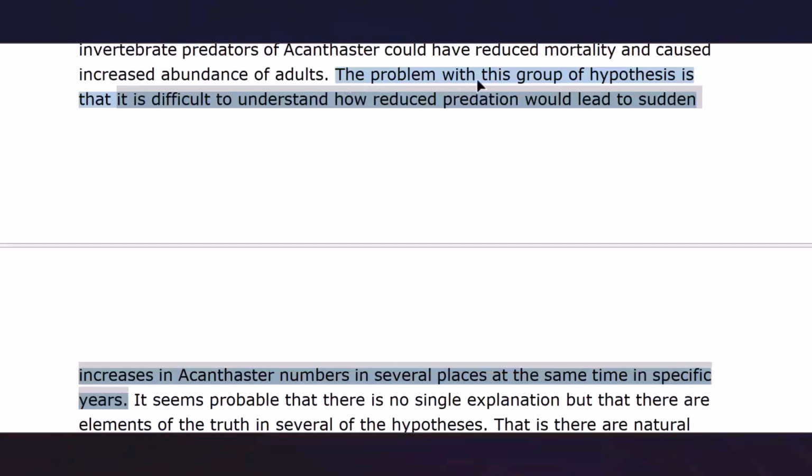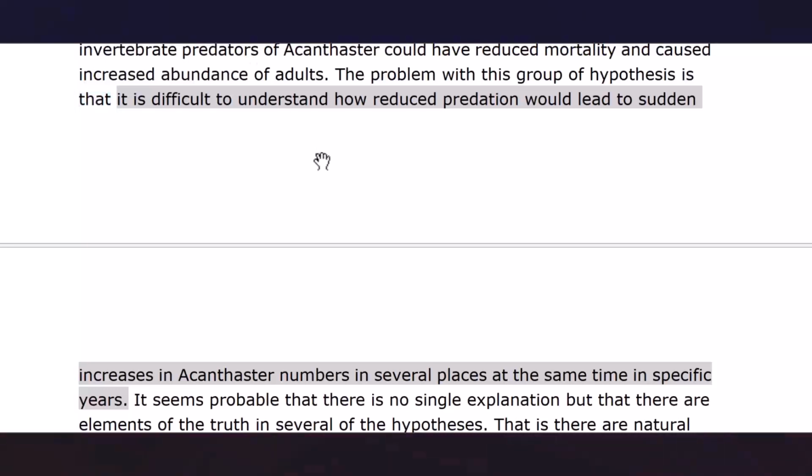Sentence 3. The problem with this group of hypotheses is that it's difficult to understand how reduced predation would lead to sudden increases in Acanthaster numbers in several places at the same time in specific years. In this sentence, is is the main verb, and that is a placeholder. Actually, it is the complement. It introduces the complement, this clause. This clause is the implicit complement for the verb is, and that introduces this clause.